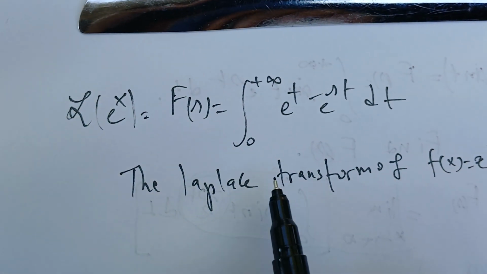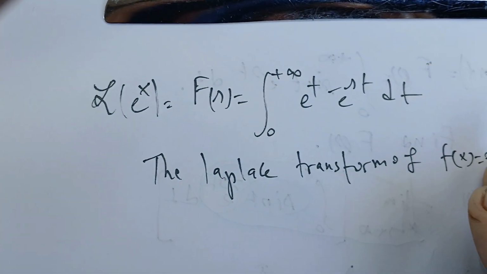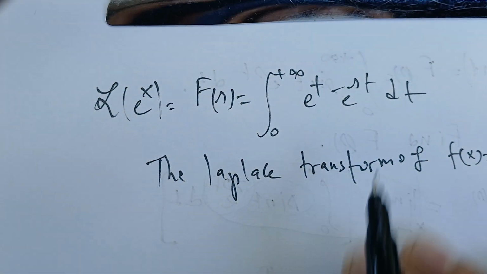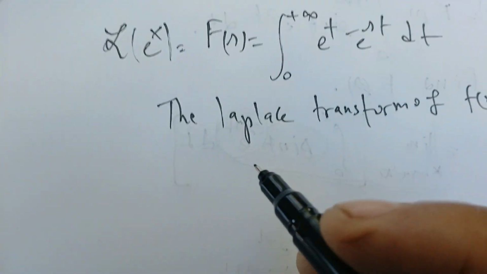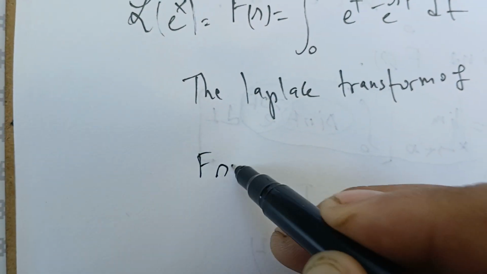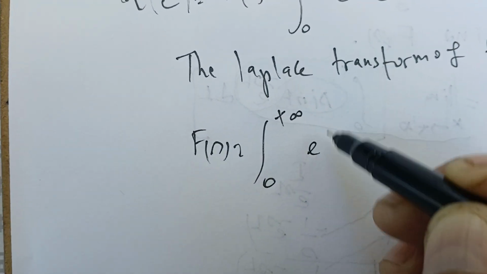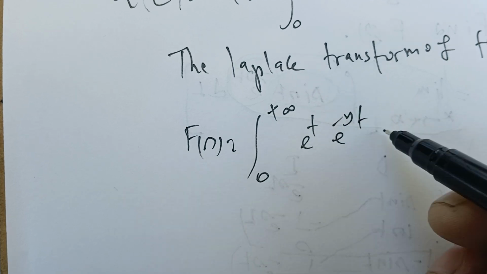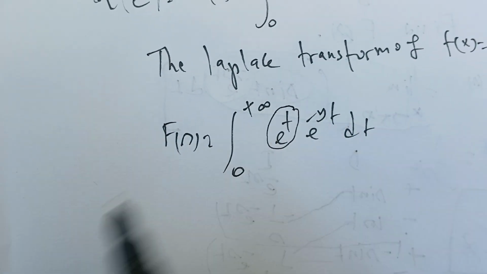Now we're going to find the Laplace transform of the exponential. We're going to use the definition and we will see where we get. Okay, and in this case, F of s is going to be the integral between 0 and infinity of e^t e^(-st) dt. Okay, this is our function now, the exponential.